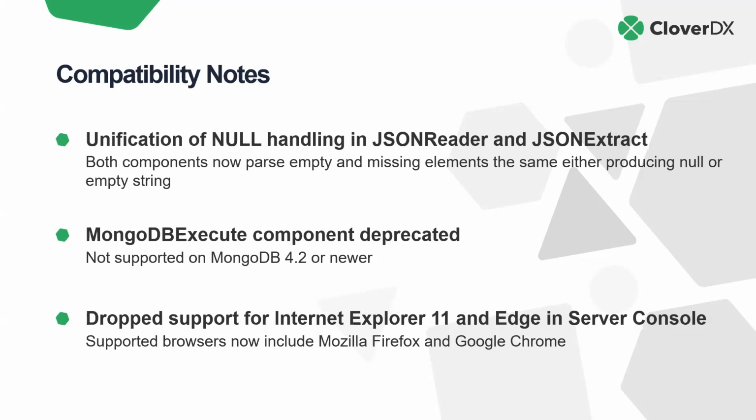So if you are just using XML, no changes are needed there. And other changes related to MongoDB, specifically to MongoDB execute component. In MongoDB 4.2, Mongo dropped support for a function called eval, which was internally used by MongoDB execute component to run your scripts. So if you are using new Mongo releases, 4.2 or newer, you will not be able to use this component and the component has been deprecated.